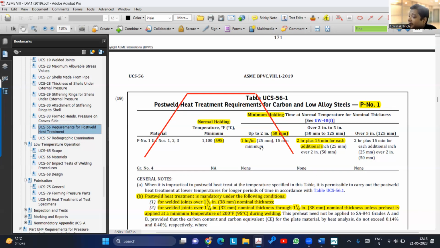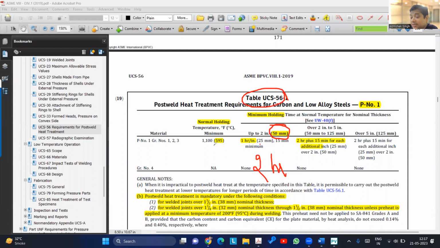If no, then why? If yes, then you don't have to explain. If no, I hope you got the question we are discussing. My material thickness is 50 mm. With 50 mm, my cycle will be 1 hour per inch. So 50 mm is 2 inch. So 2 hours holding time will be there.